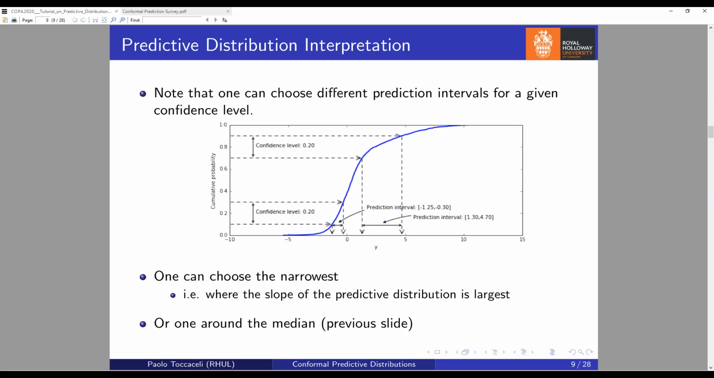One desirable thing to do is to choose the positioning of this interval such that we have the narrowest Y interval, because we want predictions to be as concentrated as possible in as narrow an interval for Y as possible. And you do that by looking for the part of the graph where the slope of the predictive distribution is higher. But another method for choosing an interval might be to choose it symmetrically around the median, as I did in a previous slide.